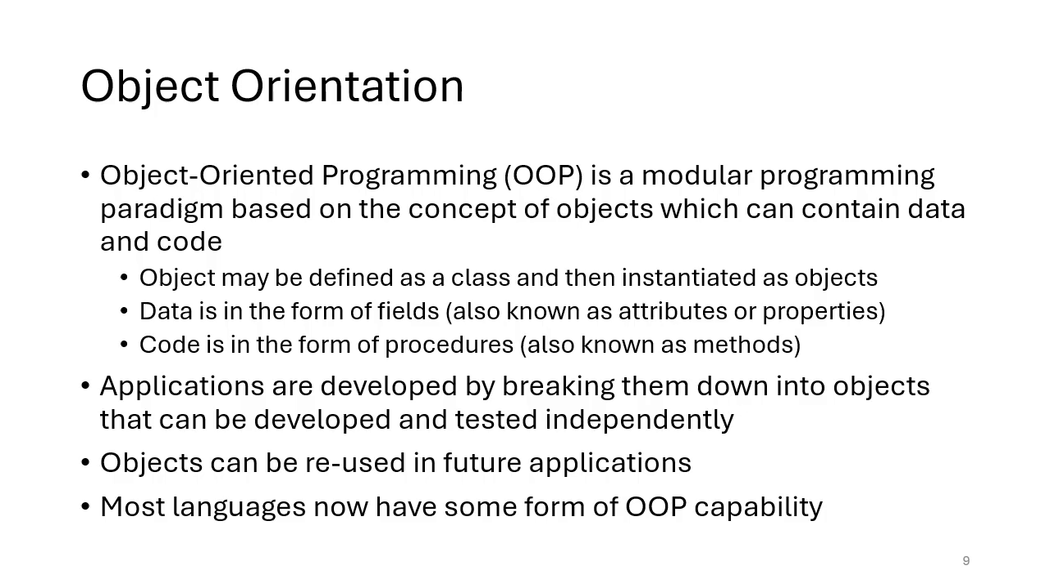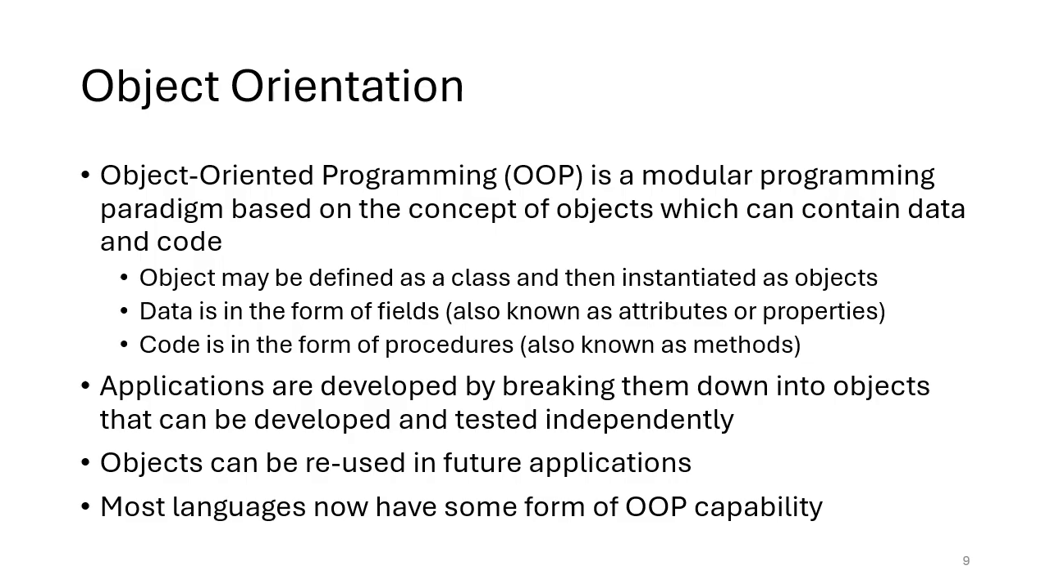I mentioned object orientation. Object-oriented programming, or OOP, is a modular programming paradigm based on the concept of objects which can contain data and code. The idea is what you do is you define your object as a class and then you instantiate that class as an object. So the object is like the high-level definition, and then you can have multiple instances of that object.